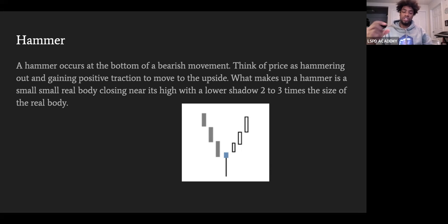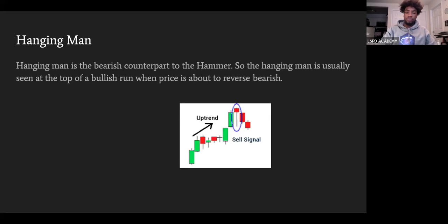You'll see a small to no upper shadow. The real body would be really small, and the lower wick of that candle would be two to three times the size of the body. The wick is super long, the body's super small, no upper shadow. After price prints this hammer, you see price continue to move to the upside. So this would be a bullish reversal pattern.